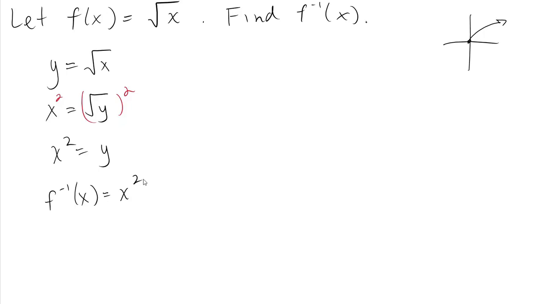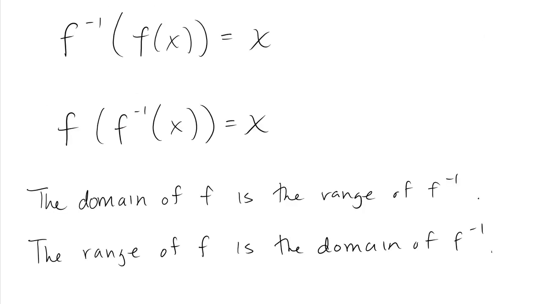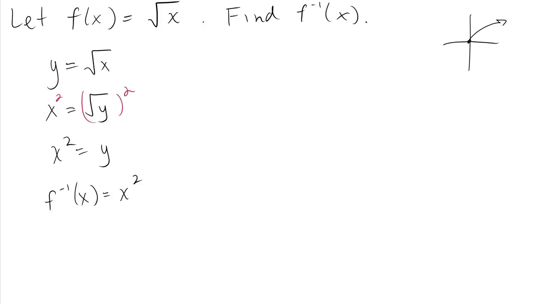But there's a problem with this. This can't be our final answer as the inverse, because the domain of this function does not match the range of this function. Remember, that was one of our rules. The domains and ranges of these functions should be flip-flopped. The domain of our inverse function is all real numbers. You can plug any number you want in for x here. But the range of our original function is just the non-negative numbers from 0 to infinity.